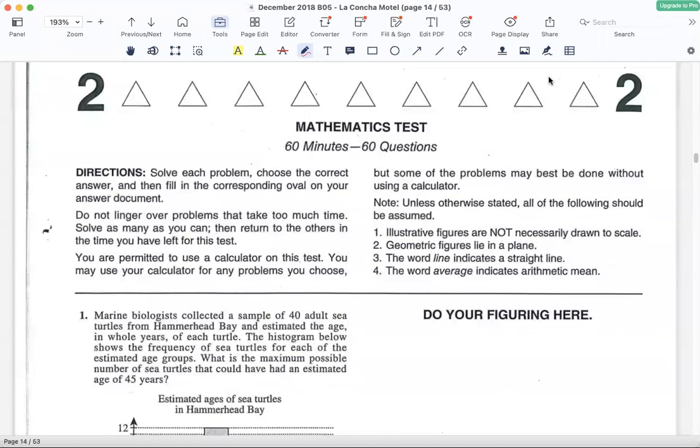In today's video, we'll solve the first 30 questions of the maths section of the December 2018 ACT Form B05.